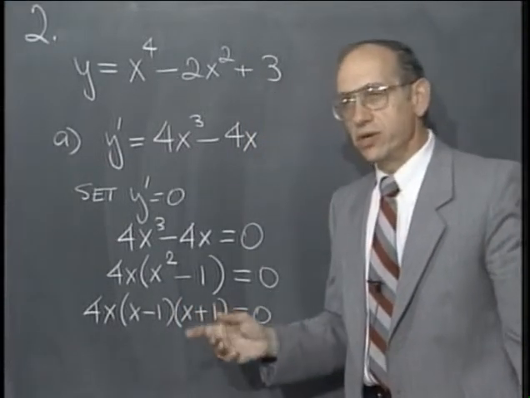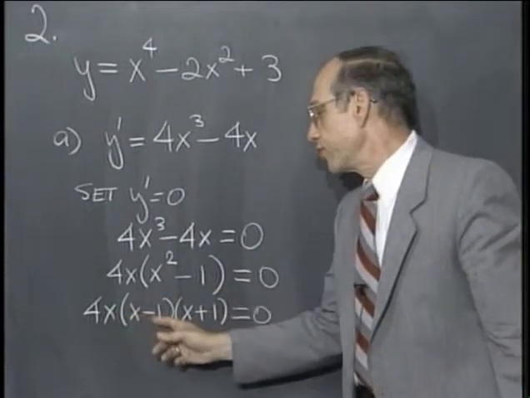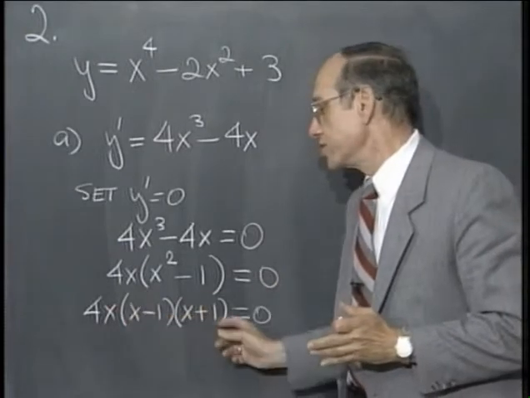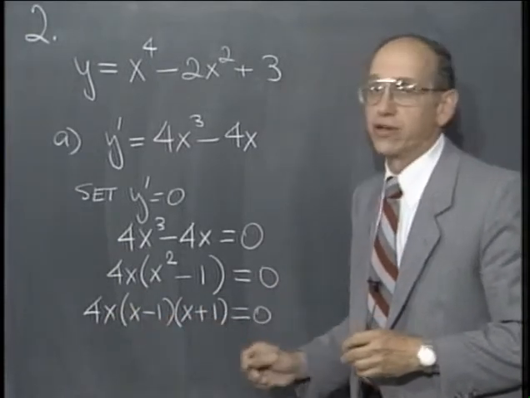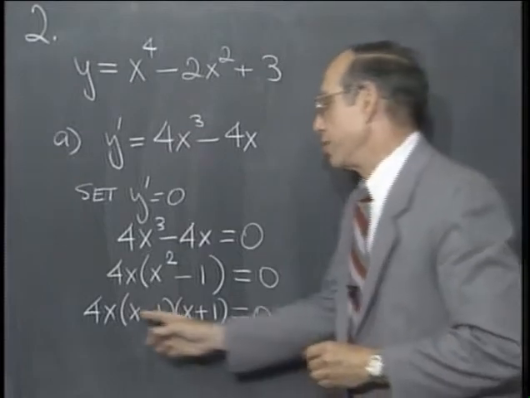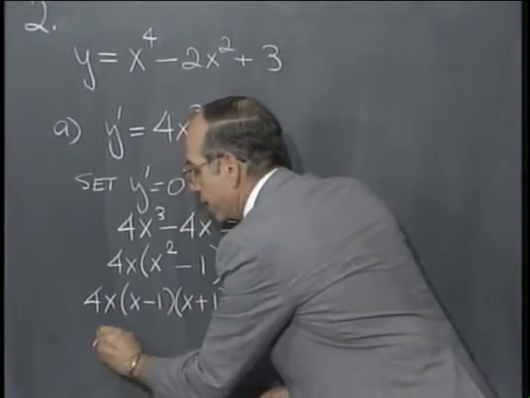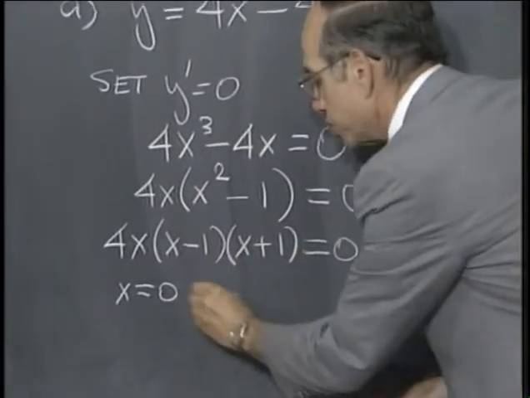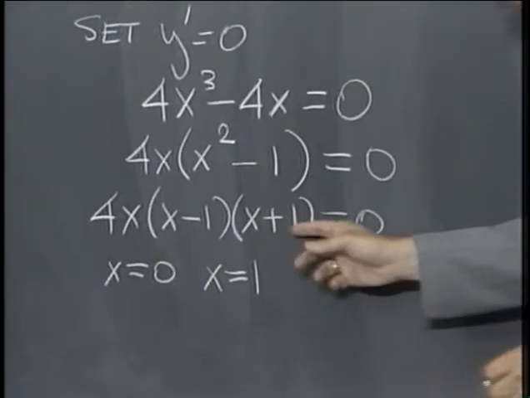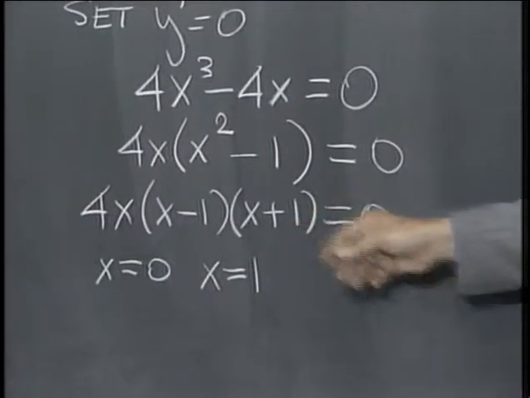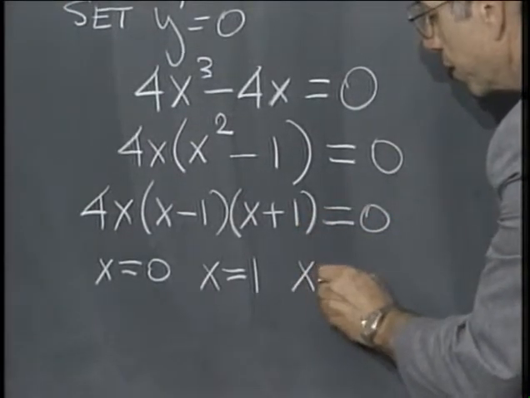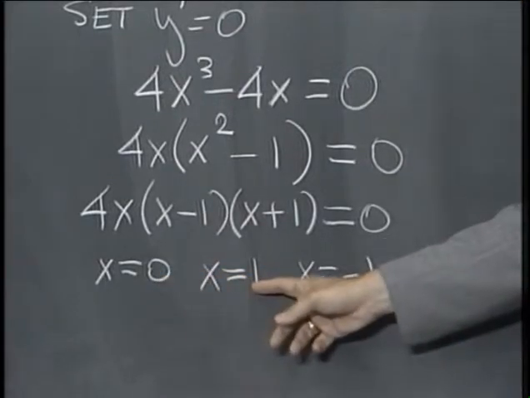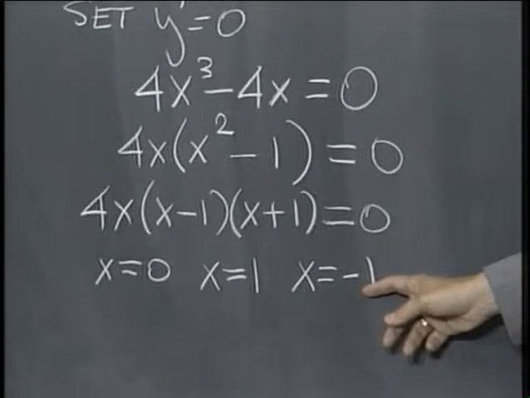And now it's easy to see what the roots are, because when you have the product of three factors, the only possibilities that make the product 0 are that one of the three factors has to be 0. Well, 4x can only be 0 when x is equal to 0. x minus 1 is 0 only when x equals 1. And x plus 1 is equal to 0 only when x equals -1. So we have three critical numbers, x equals 0, x equals 1, and x equals -1.